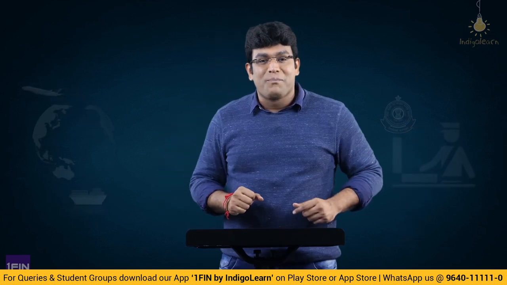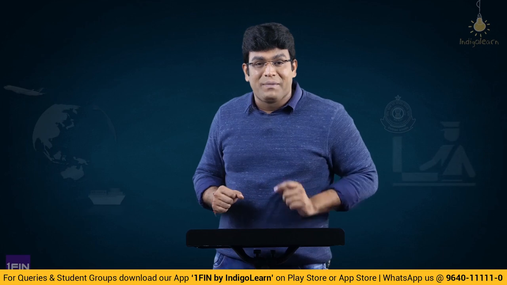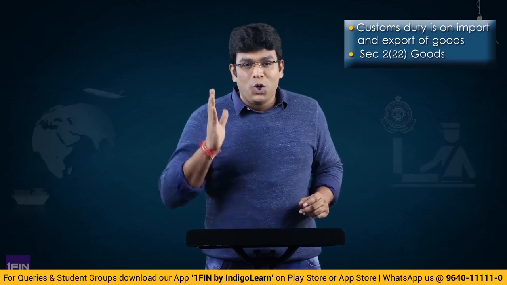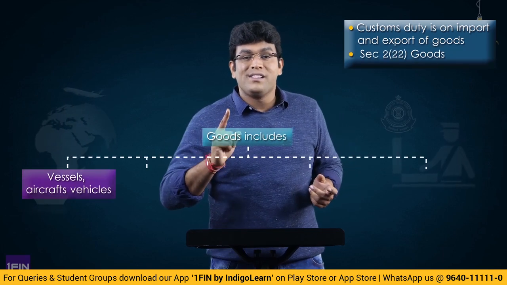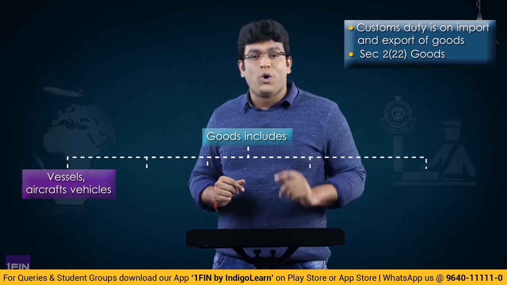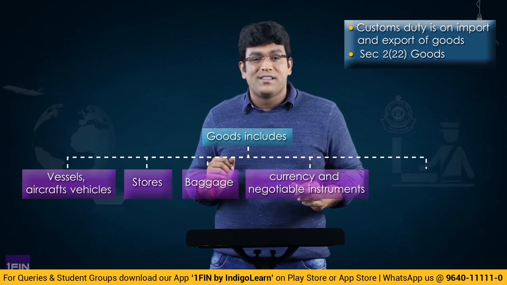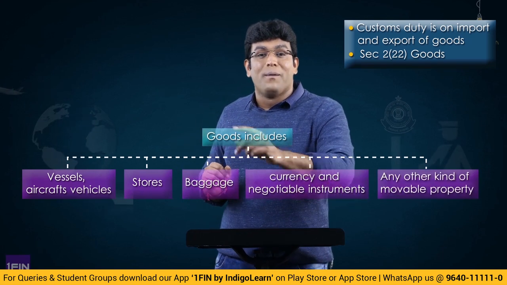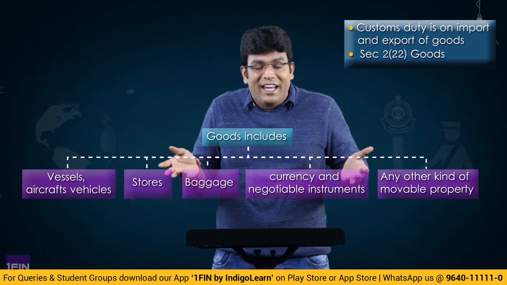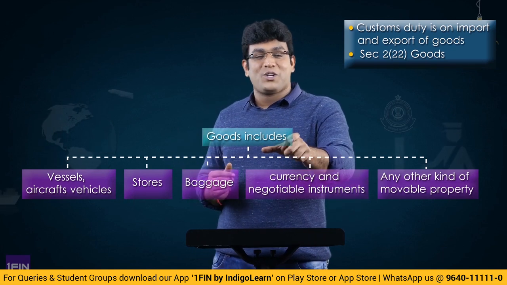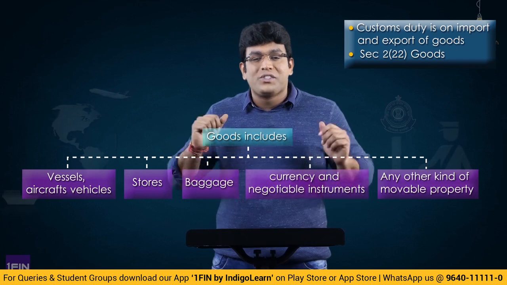Now let me make you recollect, my dear friends, that customs duty is on import or export of goods. Correct or not? And we all know that section 222 defines what is goods, which clearly says goods includes what? Number one, vessels, aircraft, vehicle. Number two, stores. Number three, baggage. Number four, currency and negotiable instruments. Number five, any other kind of movable property. So this clearly indicates to us that baggage is covered in the definition of goods.